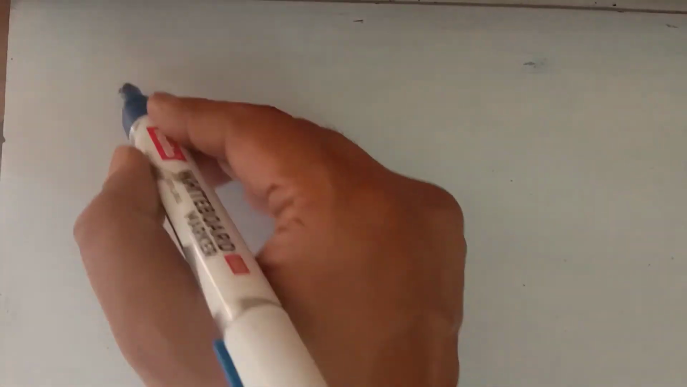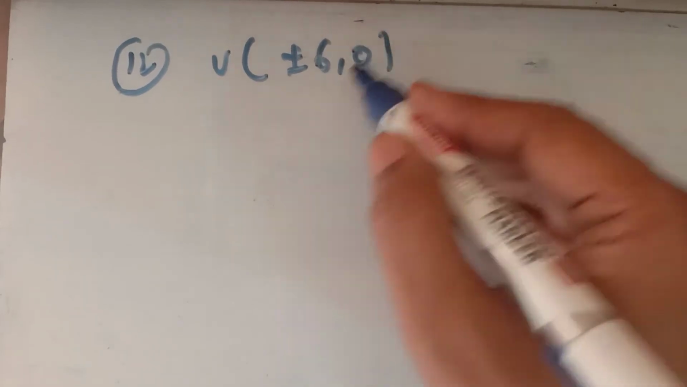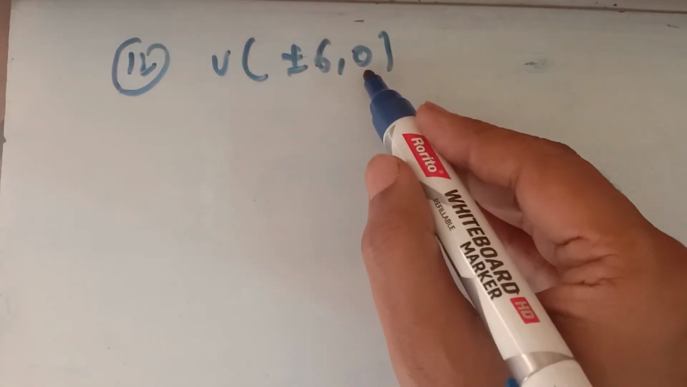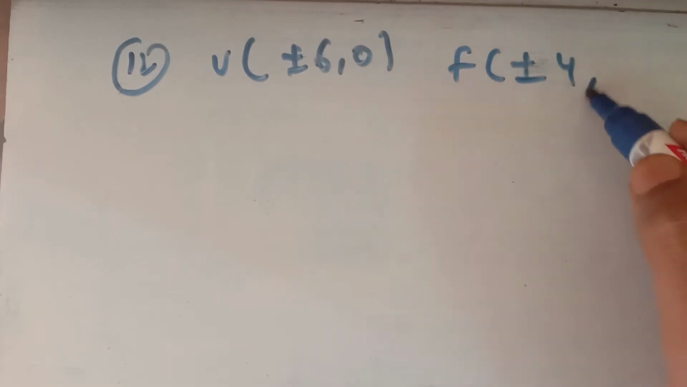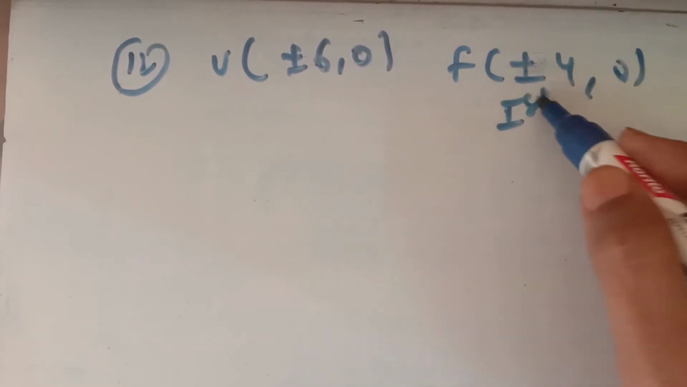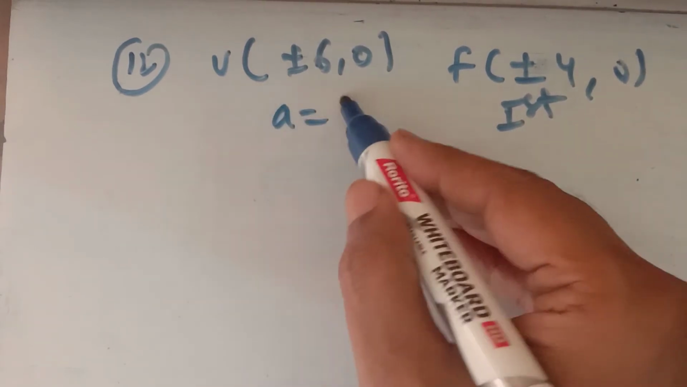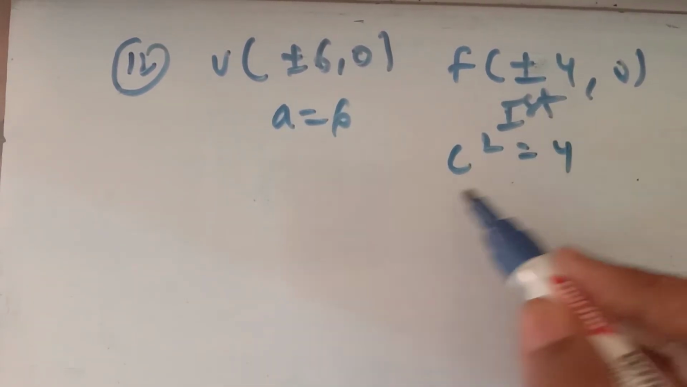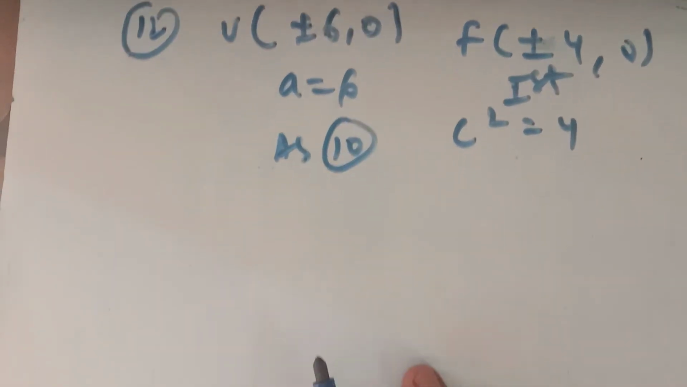In question number 12, what is given? The vertex is given as plus minus 6, 0. Now because the vertex lies on the x-axis, because the y coordinate is 0, and again the focus is given as plus minus 4, 0, it will be the first type ellipse. A is equal to 6 and C is equal to 4. You can proceed as in question number 10 to obtain the equation of the ellipse.